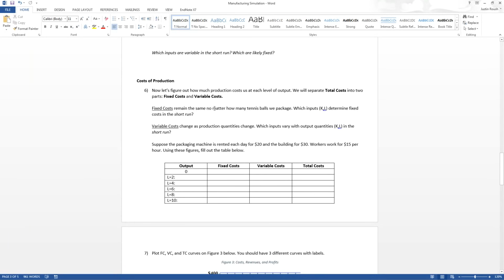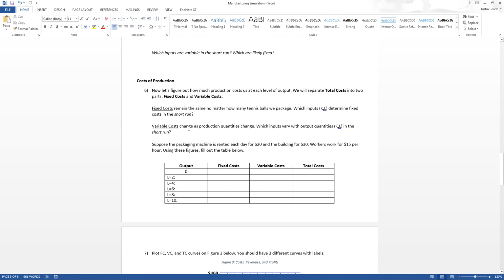Fixed costs are not going to change no matter how many tennis balls we produced. So can you think of some examples of what might represent costs that don't change no matter what we produce? Hopefully what you're thinking of are items that are tied to this variable K, capital. So things like building rent. No matter how many items we process, we still pay rent for our building. Whether we produce 0 tennis balls or 1,000,000, the rent is going to be the same. It doesn't change. It's fixed.